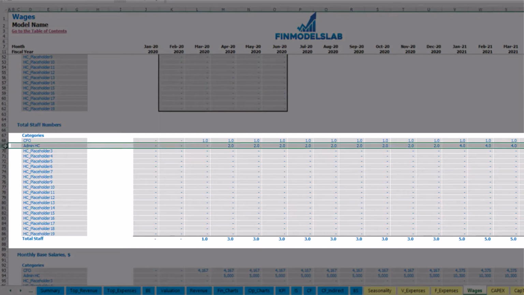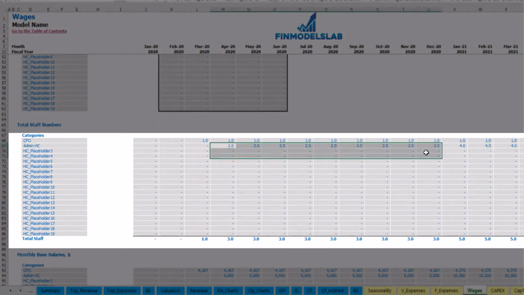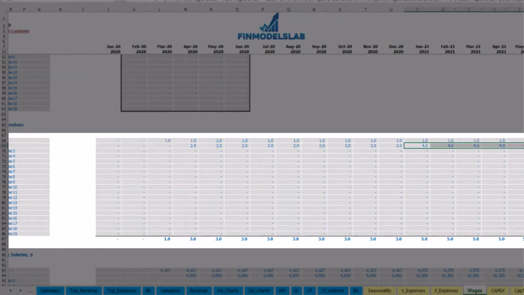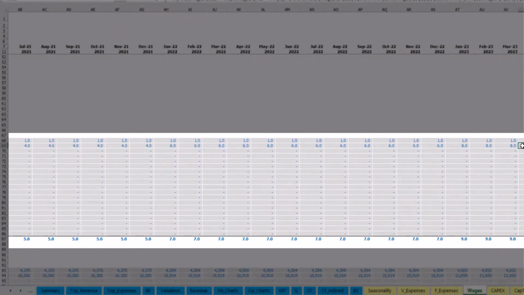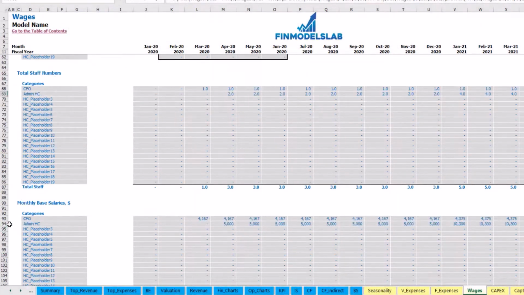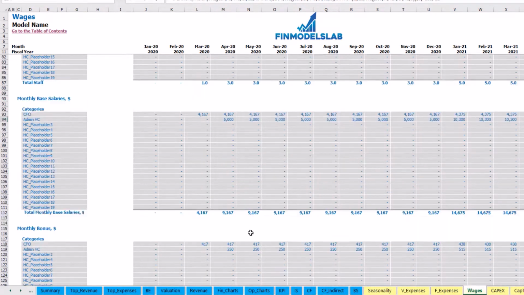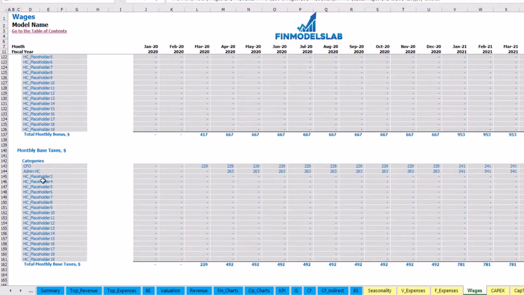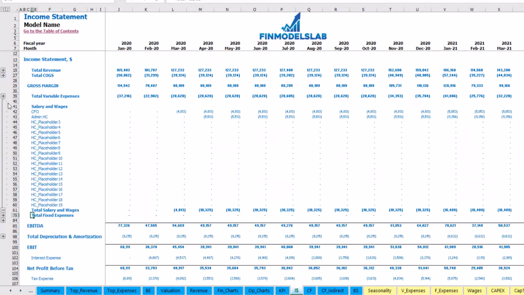So in here you may see total staff numbers, which is 2 for the year number 1, 2020. Starting from year 2021, we'll have 4, then 6, 8, and 10 in the last year of the model. Again, calculation of salaries for these, in this case 4 headcounts, calculation of bonuses, and calculation of monthly based taxes. You may see an income statement, total salaries and wages, and here you may see the total amount of bonuses, payroll taxes, and wages for these headcounts.